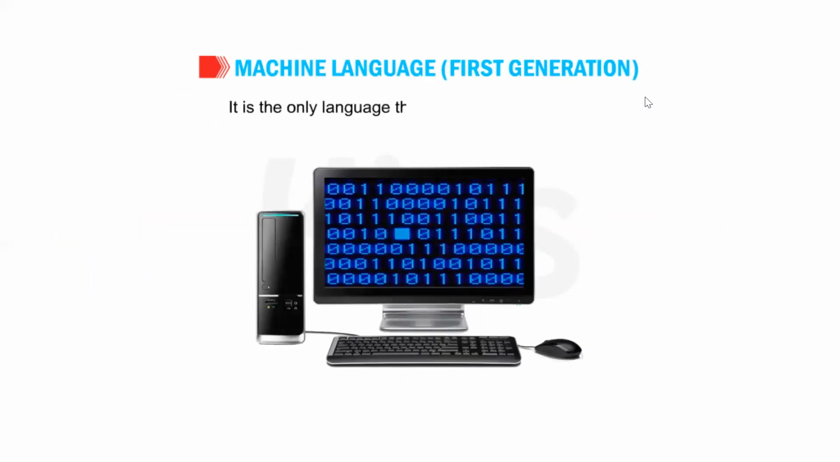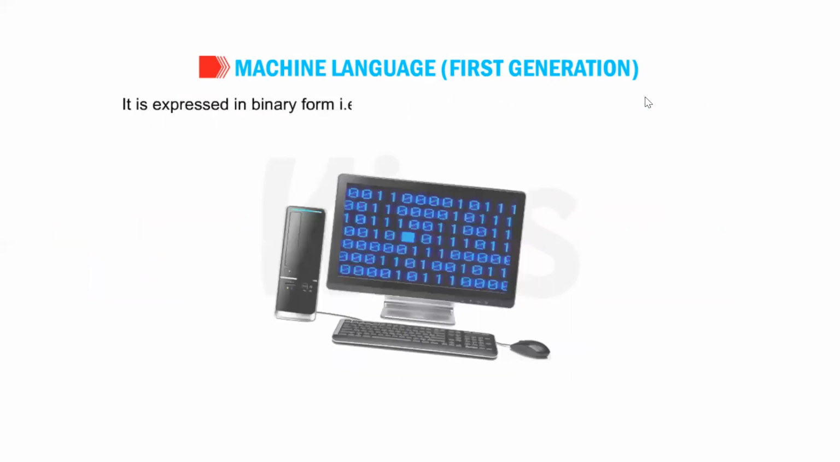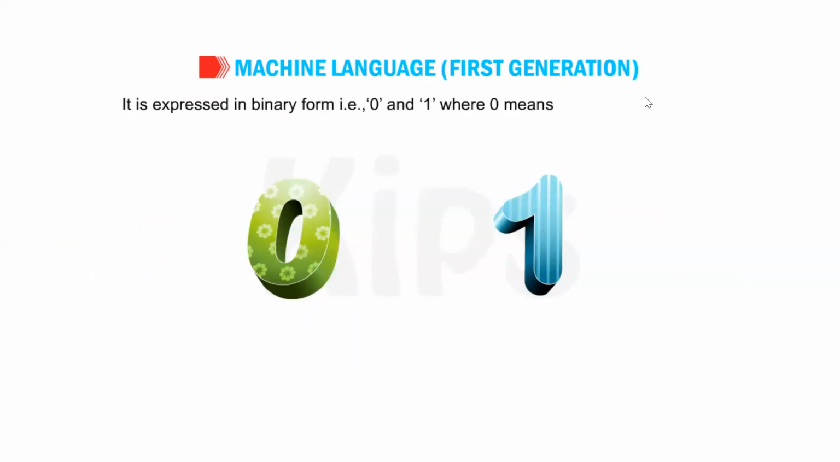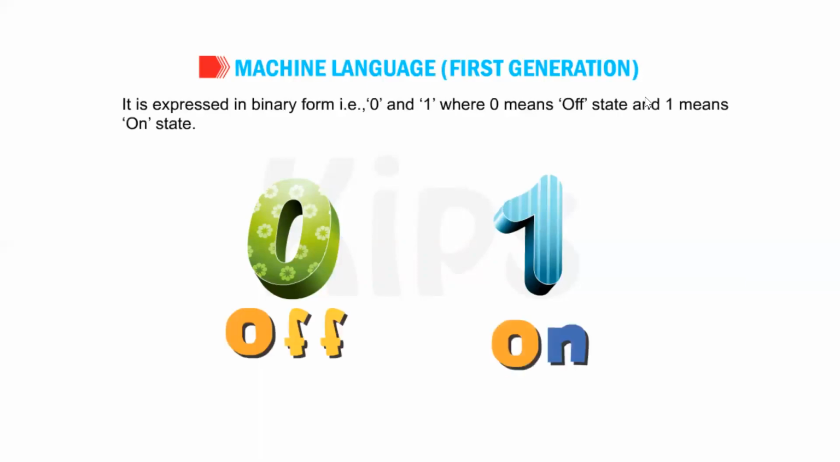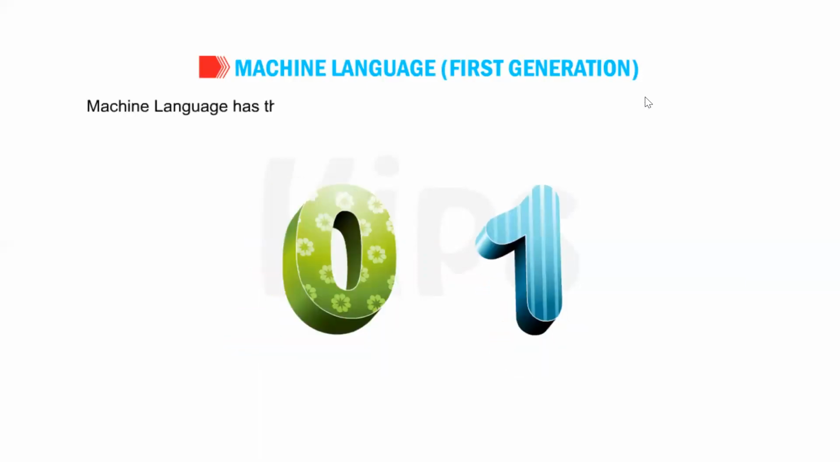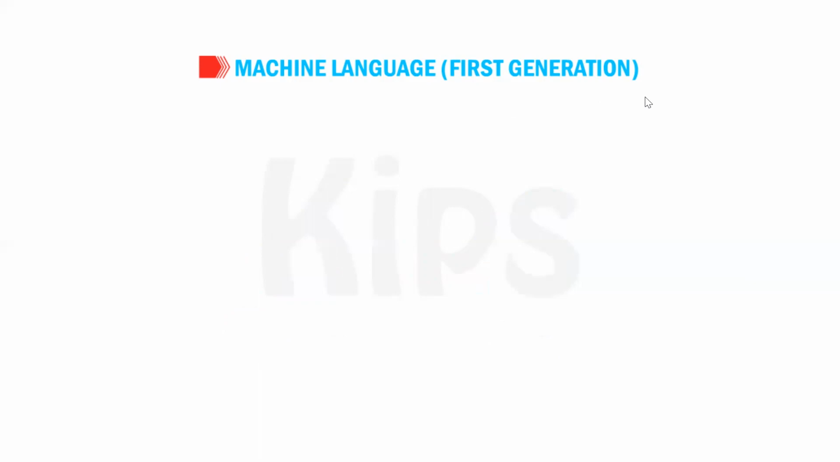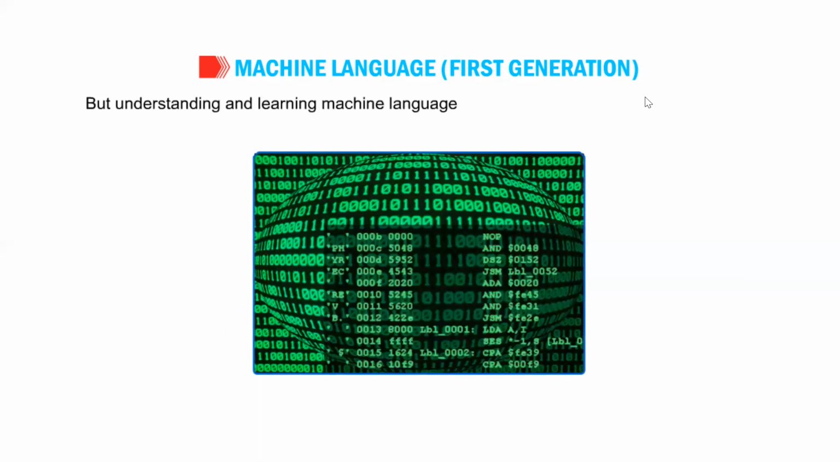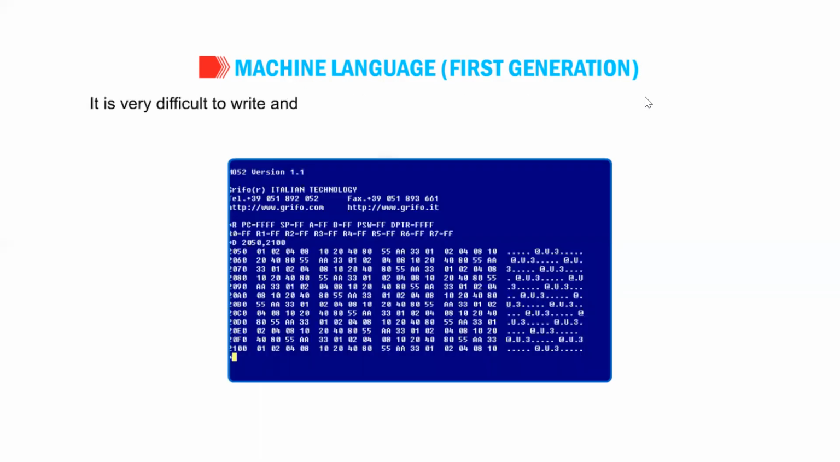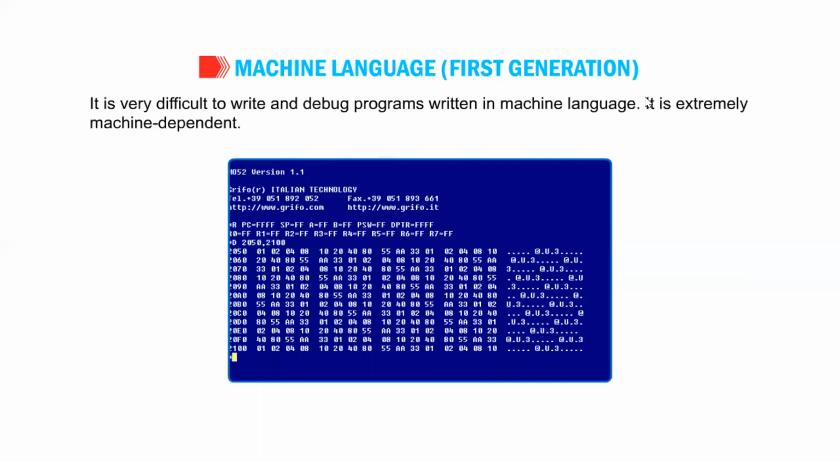Students, let's learn about machine language. First generation. It is the only language that a computer understands. It is expressed in binary form, that is 0 and 1, where 0 means off state and 1 means on state. Machine language has the advantage of very high speed and very low memory utilization. But understanding and learning machine language is a tough and time-consuming process. It is very difficult to write and debug programs written in machine language. It is extremely machine dependent.